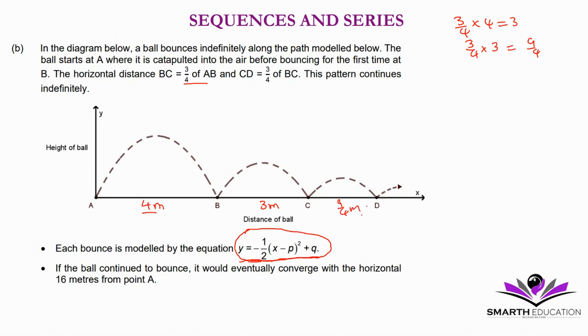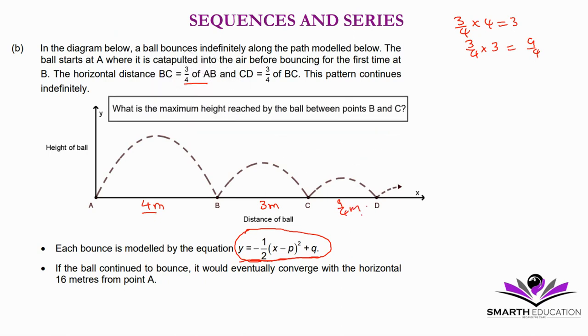Right, what is the instruction here? The question is, what is the maximum height reached by the ball between B and C? So the shape of this path is quadratic. That means the maximum height will be along the axis of symmetry of this parabolic shape. Right, so we need to find the equation of this axis of symmetry.